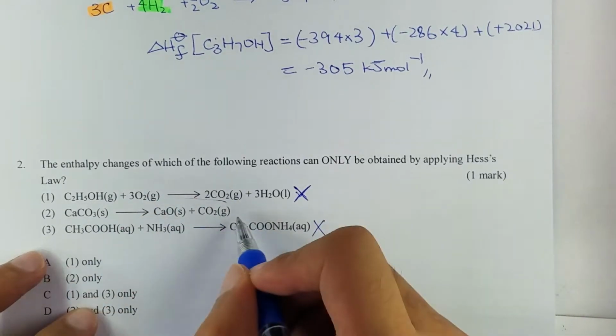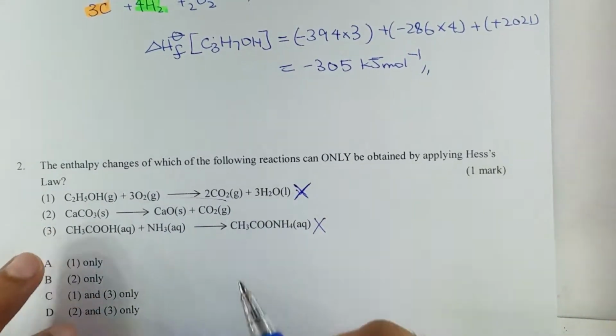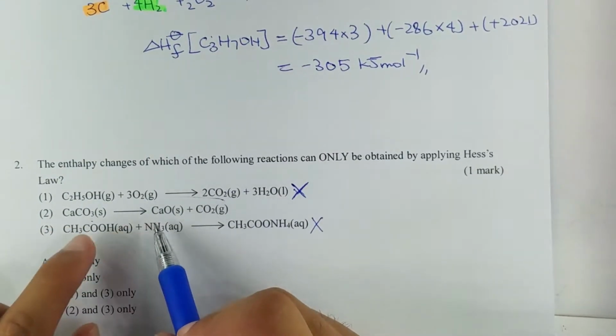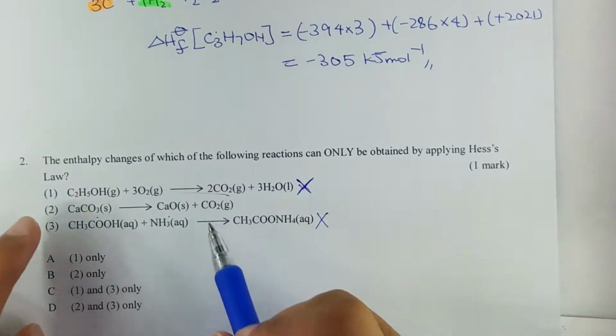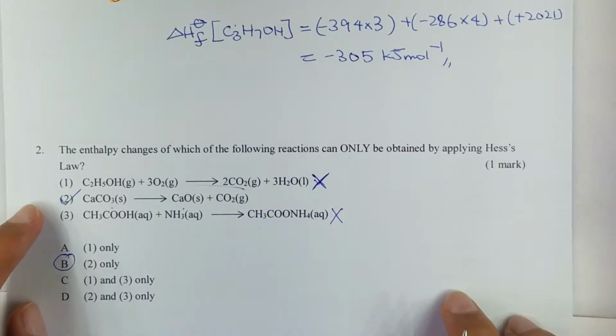Whereas this one cannot be done experimentally directly. We have to do multiple steps. We have to find the formation of CaCO3. We have to do the combustion of CaO in order to find this one. So therefore, B will be the correct answer.